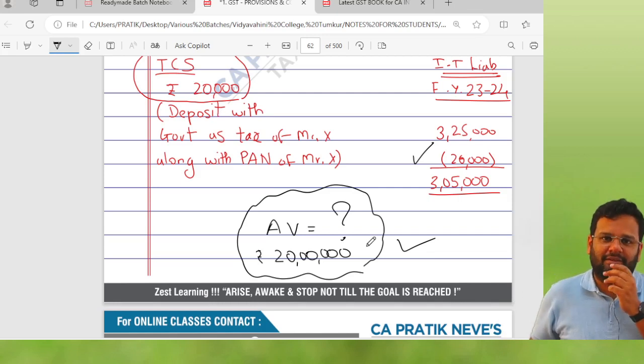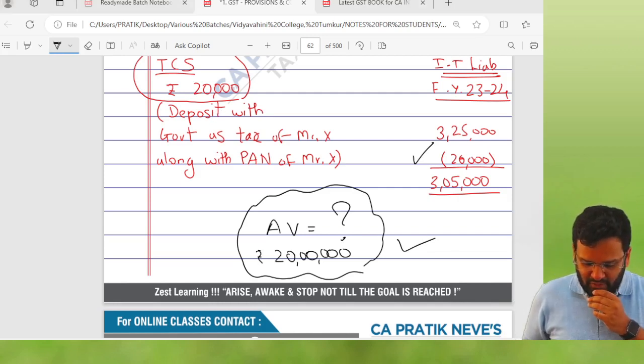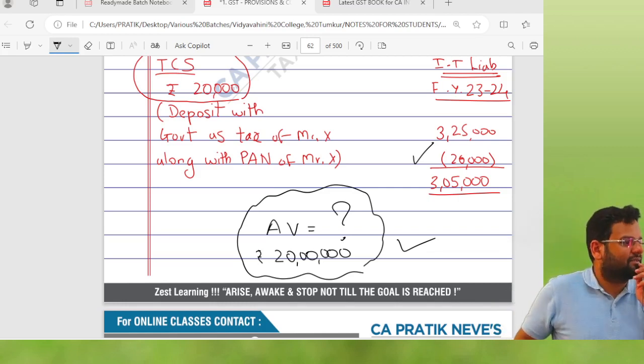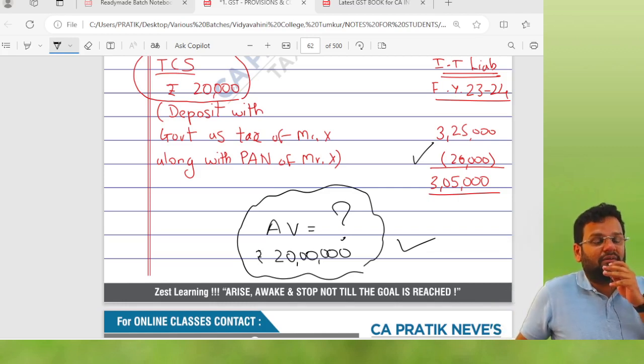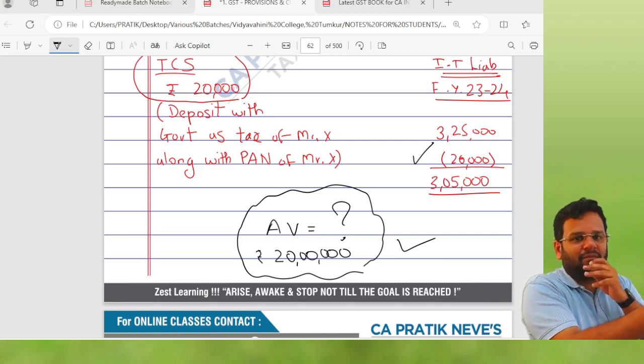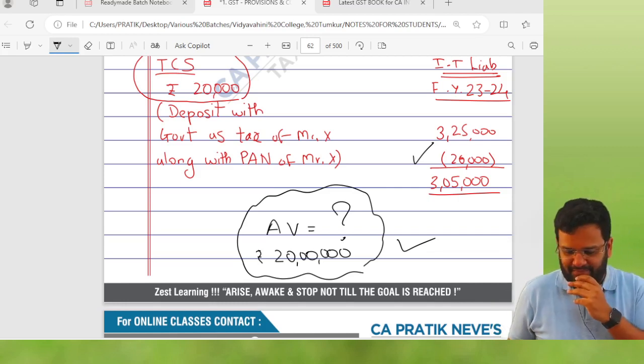So that's it in this session. I hope you have understood the basic concept of TDS and TCS and how it relates to your calculation of assessable value in GST. That's it.